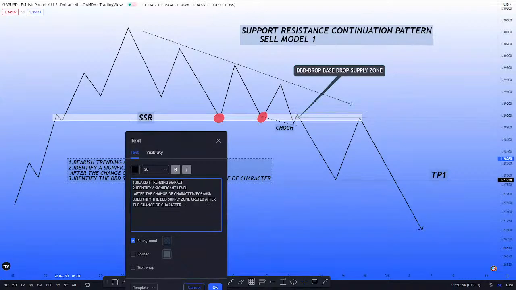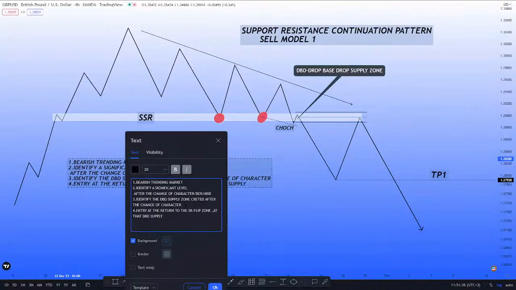Number four, we can say, entry. The entry is at the return to the support resistance flip zone, at that drop supply.